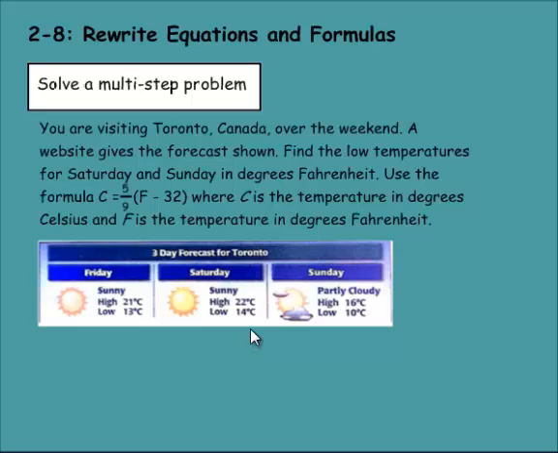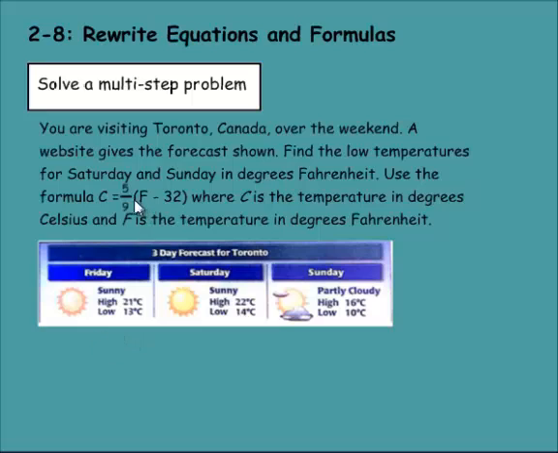Now let's do a real-world multi-step problem. You are visiting Toronto, Canada over the weekend. A website gives the forecast shown. Find the temperatures for Saturday and Sunday in degrees Fahrenheit using this formula. C equals 5/9 times Fahrenheit minus 32 degrees, where C is the temperature in degrees Celsius and F is the temperature in Fahrenheit. So it's asking us to turn this into an equation with the F by itself.